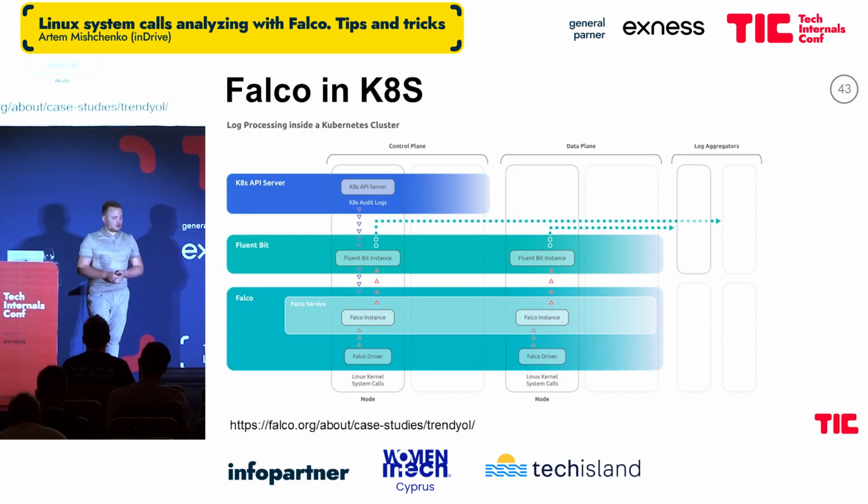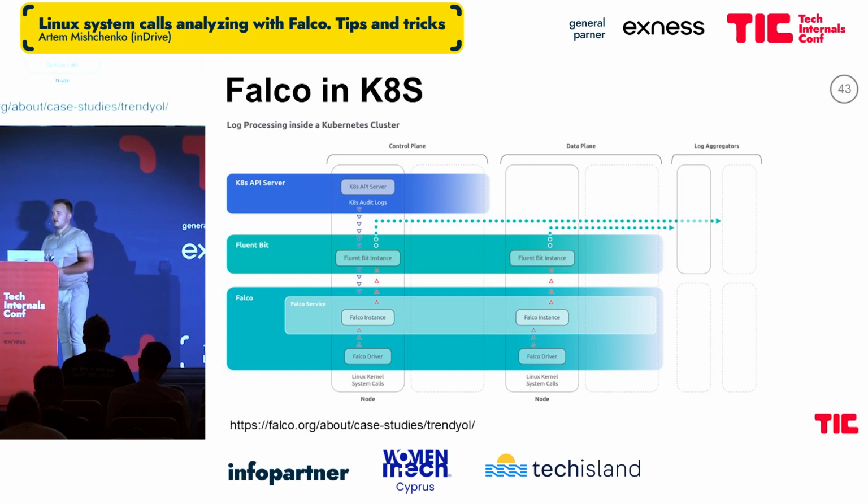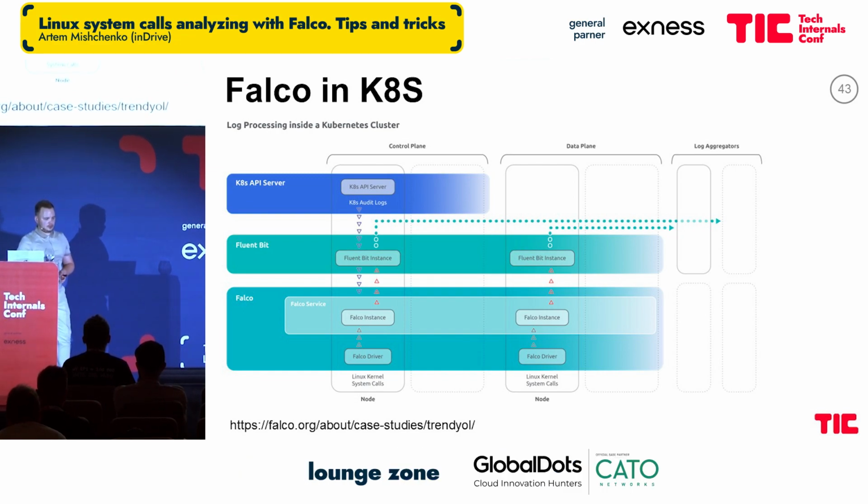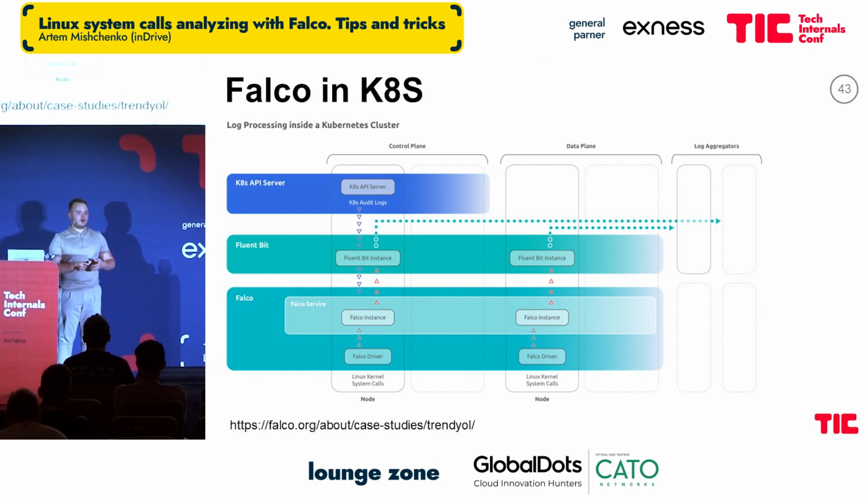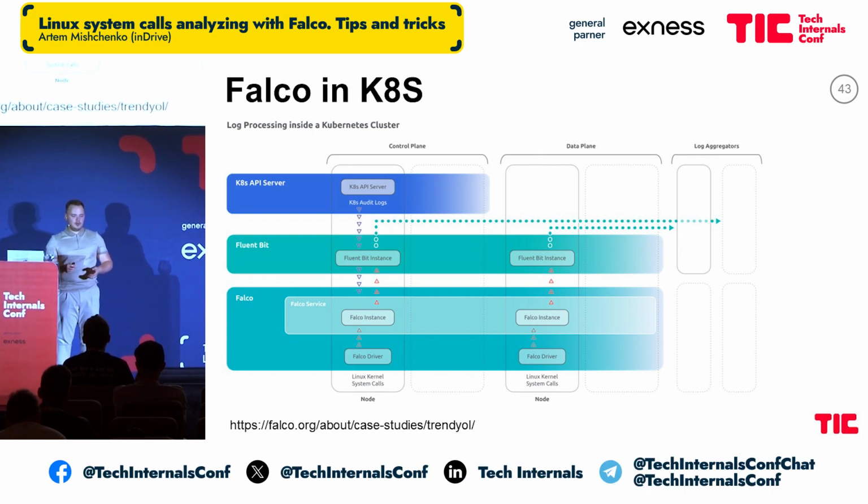And I took this image from Falco website from one of their user success stories, and the scheme is pretty simple. So you can see here Falco, you can see FluentBit, and you can see that you can use this small agent not only for Falco logs capturing, but for example for capturing logs like Kubernetes own audit data. So that's it.